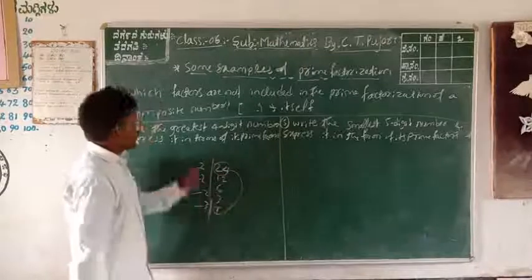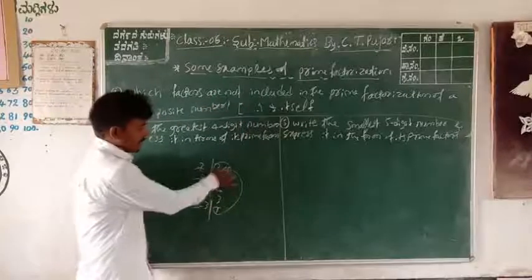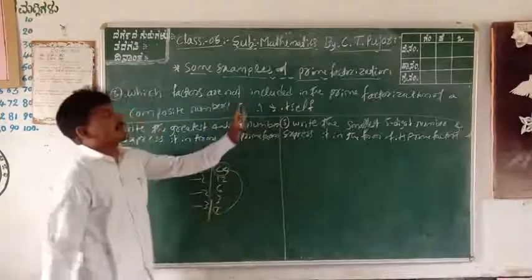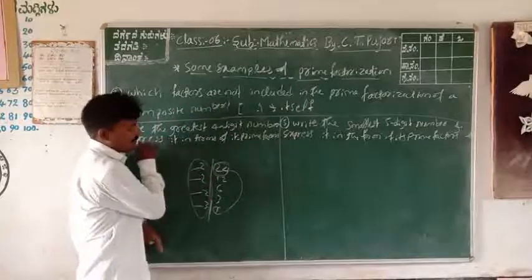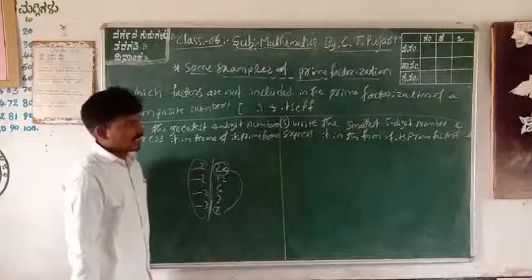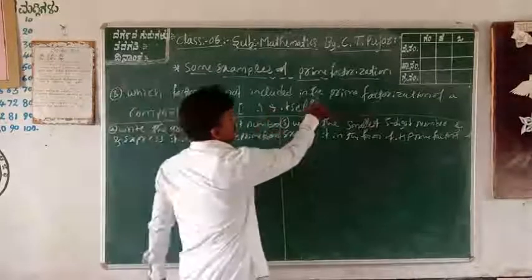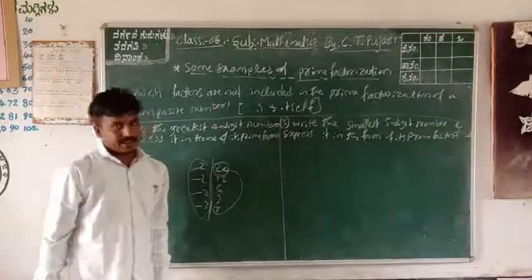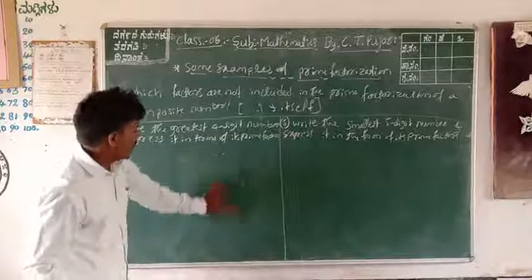Therefore, which factors are not included? Therefore, 24 and 1 are not included in the prime factorization method. Only these prime numbers are considered, these are prime factors. Otherwise, 1 and itself are not included. Got it? That is over. The next example. Next one is what?